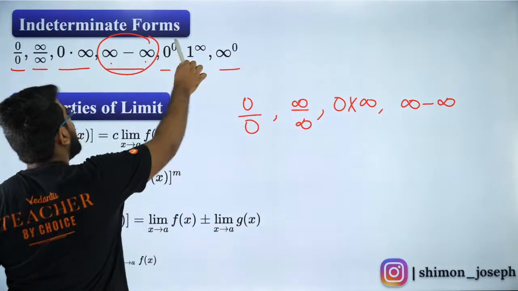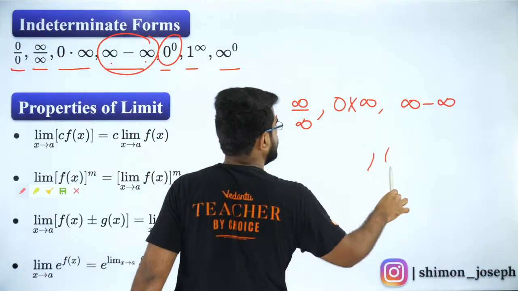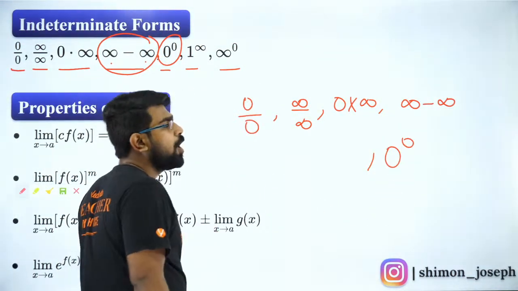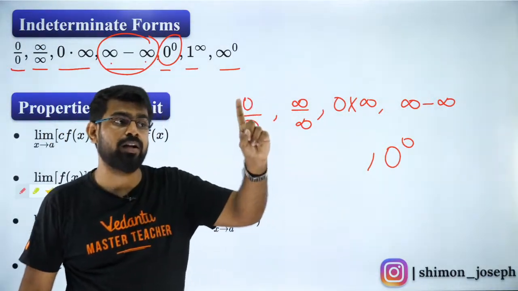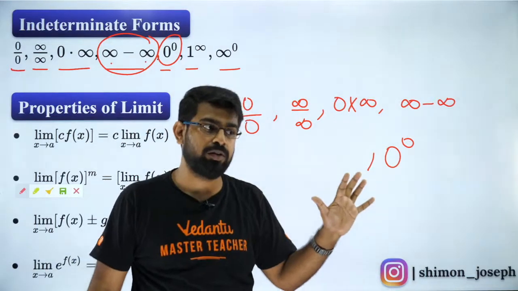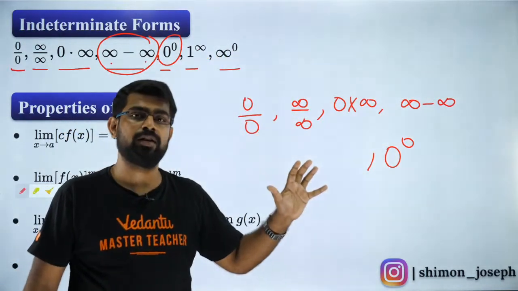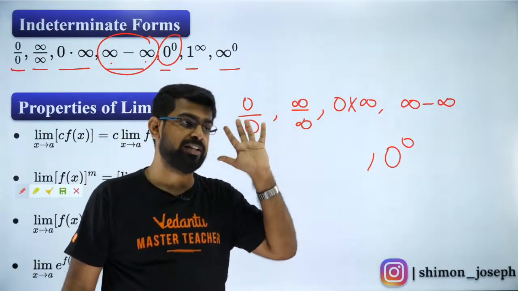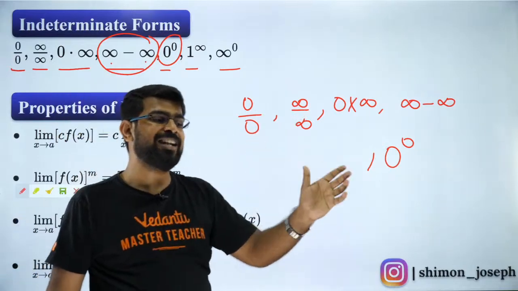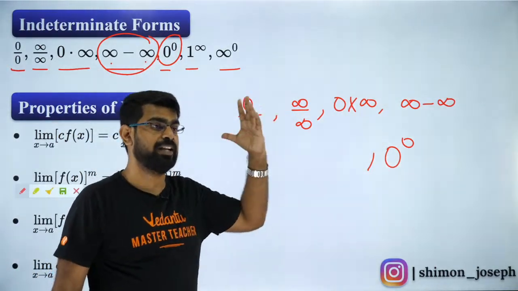The next one. Sir, 0 to the power 0, isn't it 1, sir? No. Because anything raised to the power 0 is 1, but that does not apply for 0. 0 raised to the power 0 is going to be indeterminate. It can either be 0 or it can be 1. So that is why we call that also indeterminate.